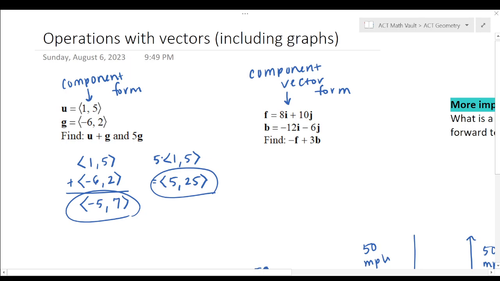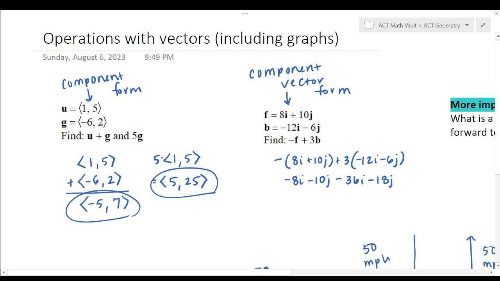Component vector form operates very similarly, but this one's a little harder because it throws a few different things at you at once. Mind you, this also could say minus, and you'd have to subtract one from the other. Okay, so negative f tells me it's going to be negative 8i plus 10j, and then plus 3b would be 3 times the whole b. So I do have to distribute twice here. I have negative 8i minus 10j minus 36i minus 18j.